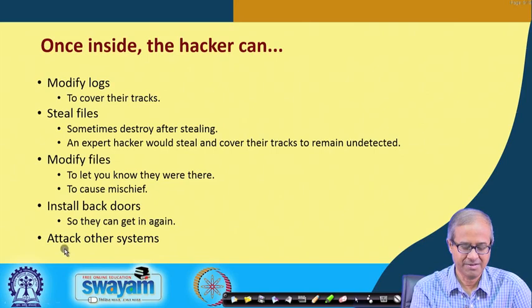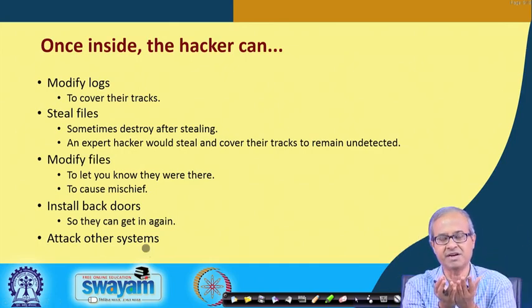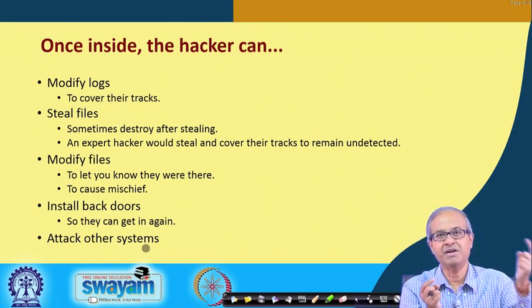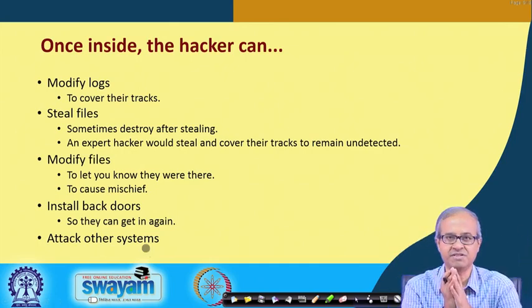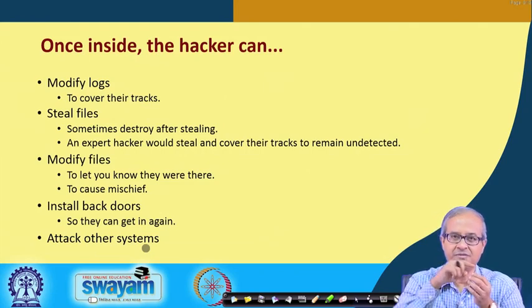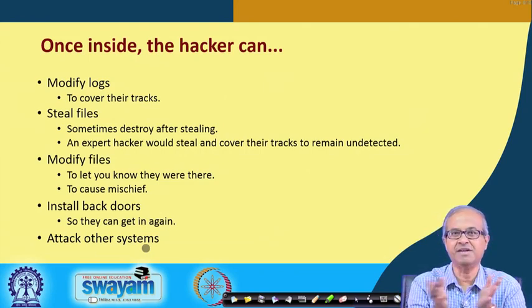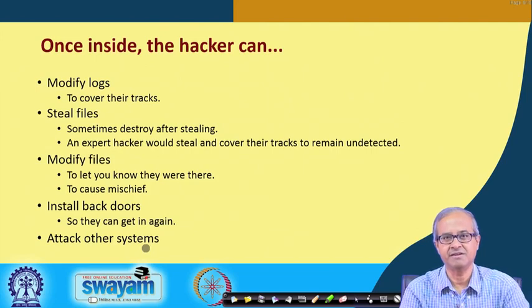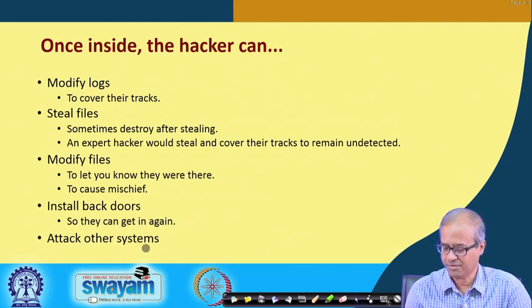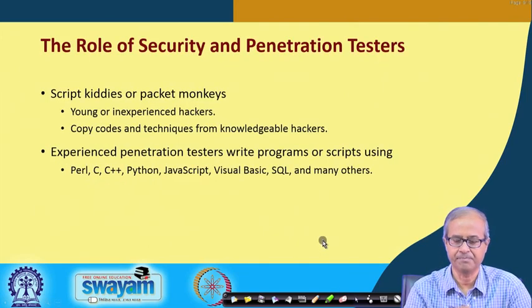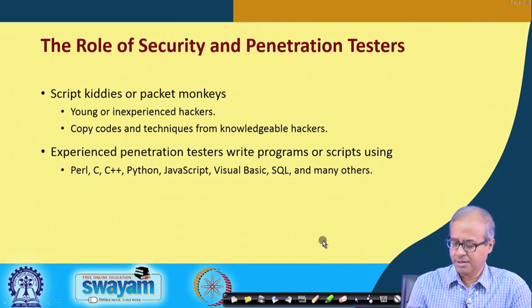And from your system, some other systems can be attacked. Suppose in a network there are 100 computers, and someone gains entry into one of the computers. From there, the other 99 computers can be attacked if they want to, right.